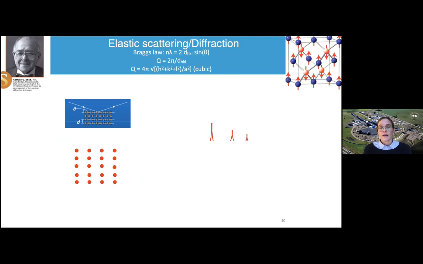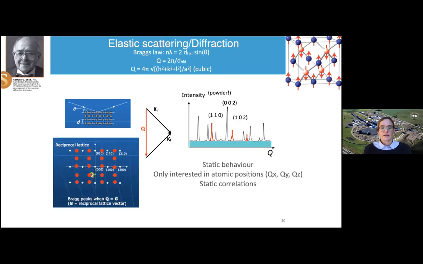If you then have an antiferromagnetic structure, you end up with magnetic Bragg peaks in between these structural Bragg peaks, and indeed on the Q pattern, which is of a single crystal, you end up having Bragg peaks centrally positioned in between the nuclear Bragg peaks. So here we're only interested in the atomic positions or the spin positions, and we understand the static correlations.